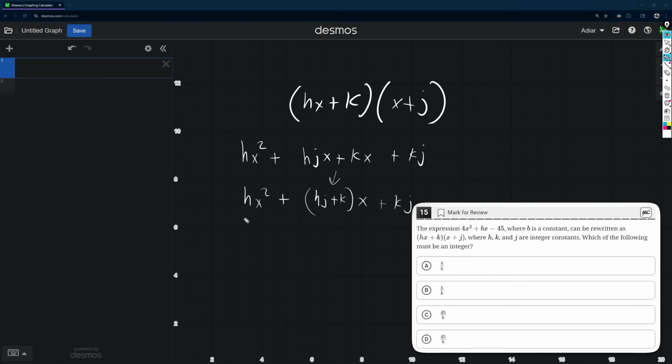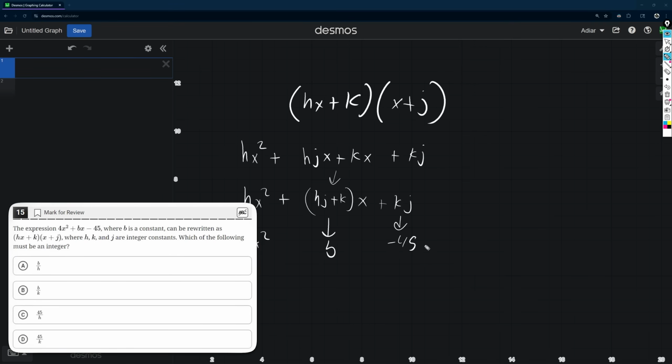Of course, now we're looking at our entire quadratic, and we don't have to go this far. But h is going to be 4 for 4x squared, hj plus k is going to be b, and kj is going to be negative 45. And if we look at it, answer choices A and B, why are we even combining h, k, and b? That doesn't make sense. Let's just look at C and D. How is h, our A term, even related to 45? Our C term, it's not at all.